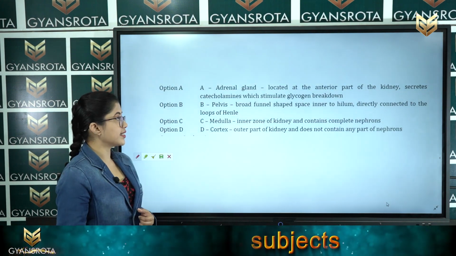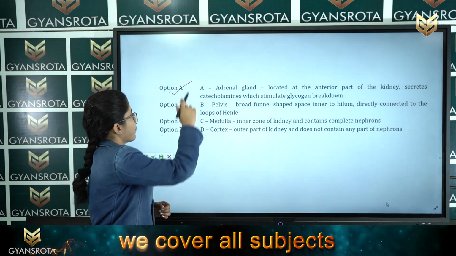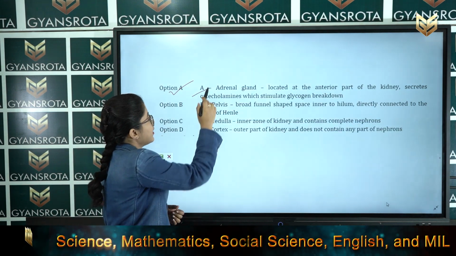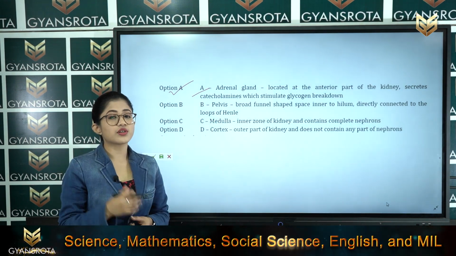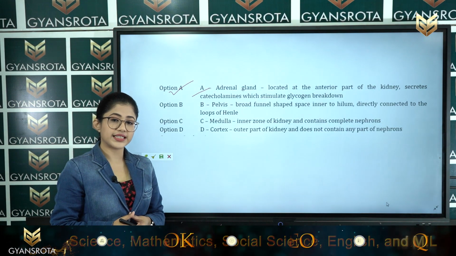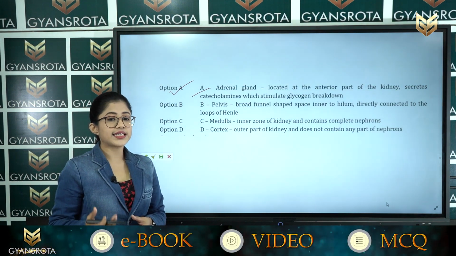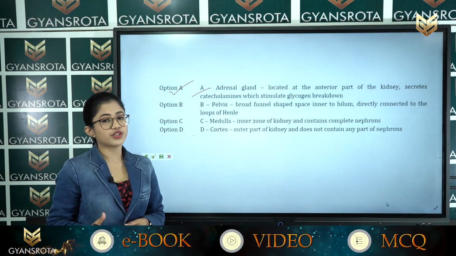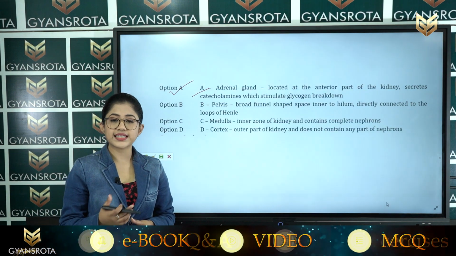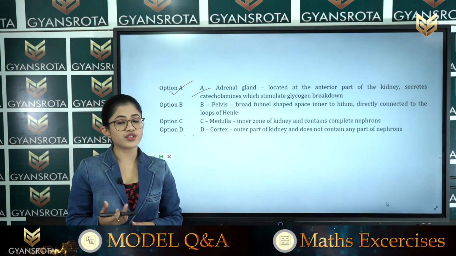The correct answer is option number A. That is, label A denotes the adrenal gland, which is located at the anterior part of the kidney, and it secretes catecholamines which stimulate glycogen breakdown. So that is the correct answer. Now let's move on to the next question.